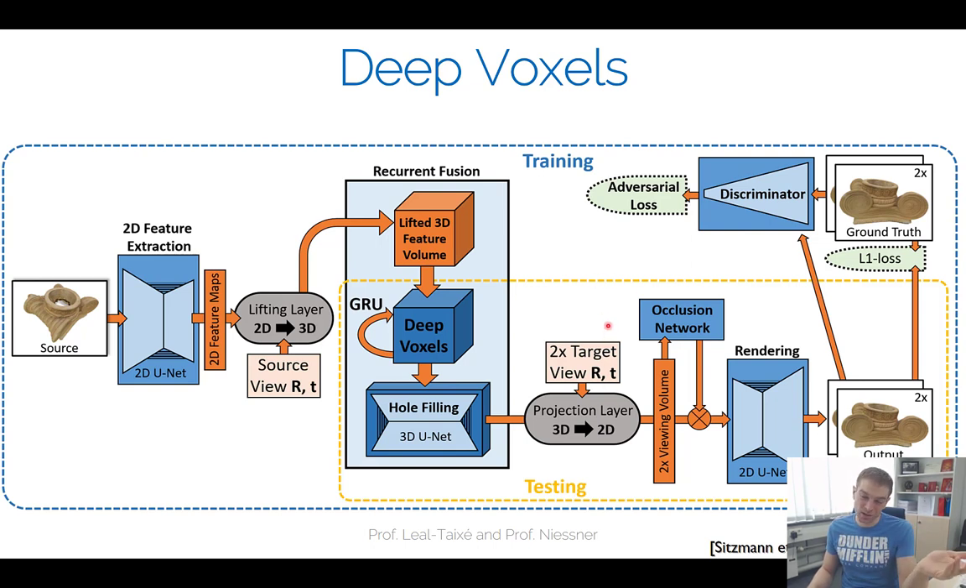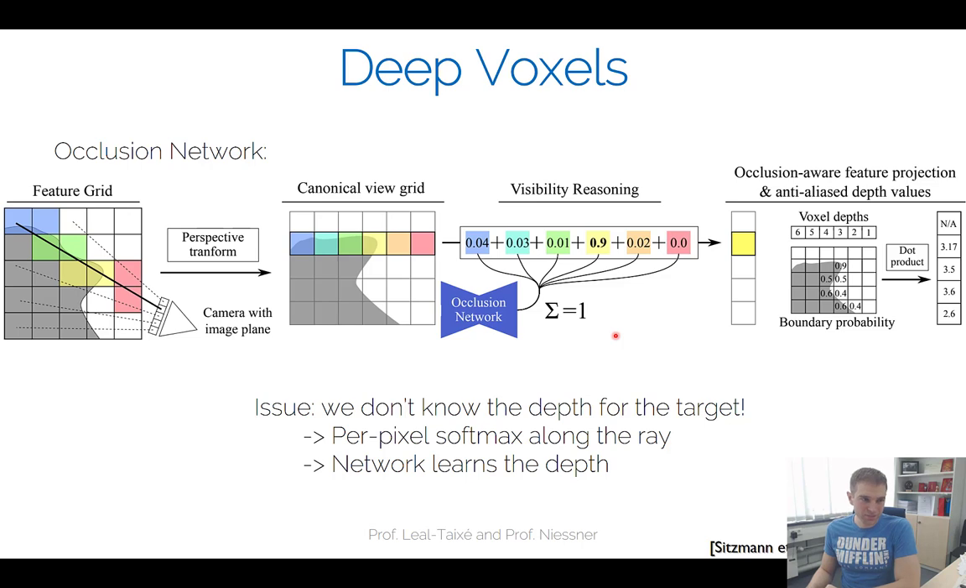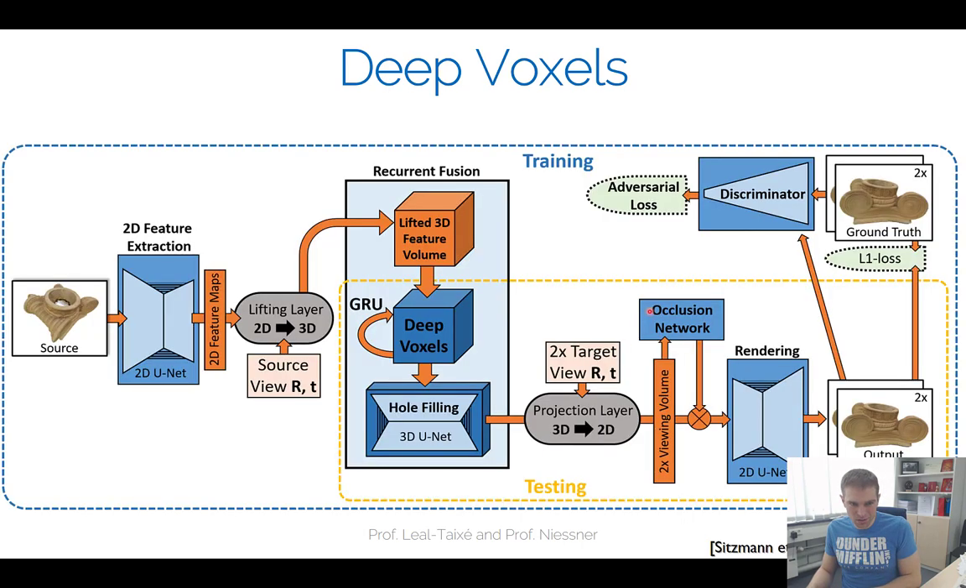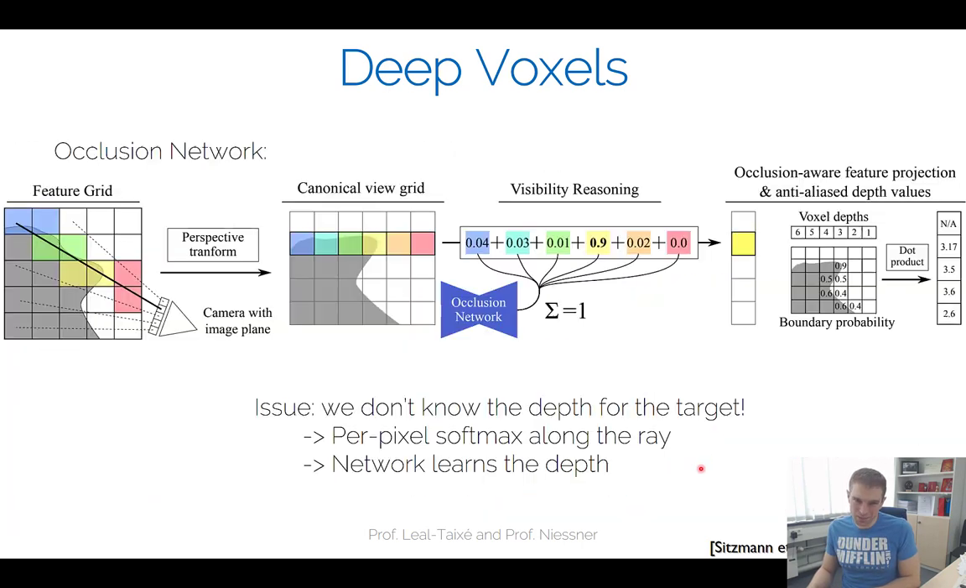So the network doesn't have to learn that complicated transformation anymore. And I'll show you in a second that this is actually working much, much better. The reason why it works better is that you don't have to learn the 3D operator. You already have it implicitly encoded. Okay. One thing about this occlusion network, I mentioned we don't have the depth.